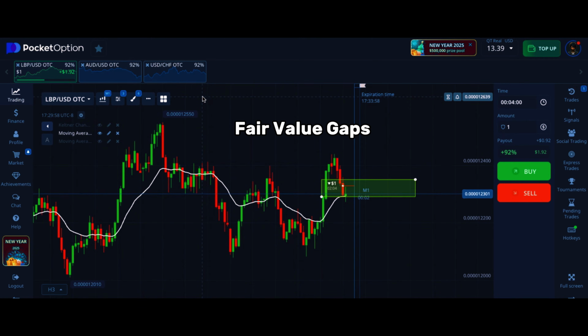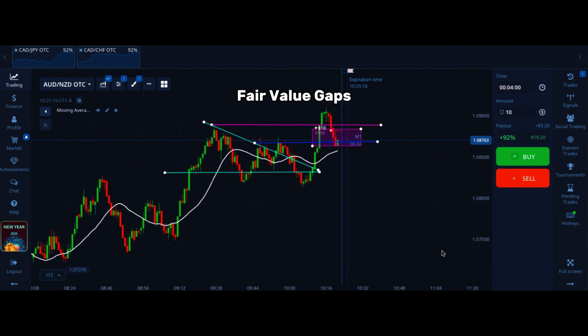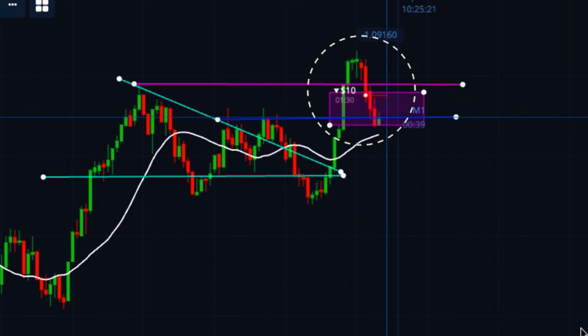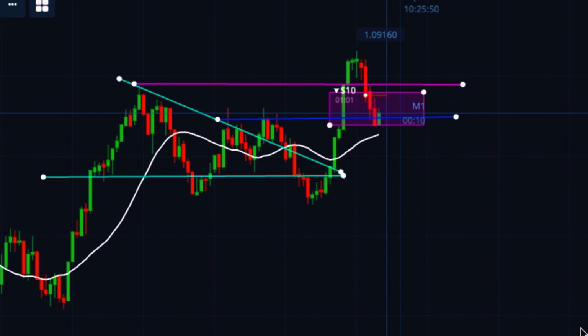Next, fair value gaps. You've seen my videos on fair value gaps. Now, if you don't know, a fair value gap forms when a candle shows a significant gap resulting from an imbalance in buying or selling activity. Okay, so the way you can identify this, you're going to locate a candle with a large body and you're going to draw a rectangle covering the gap between the previous candle's wick and the next candle's wick, just like this. This gap right here acts as a potential area where price may return before continuing its trend.